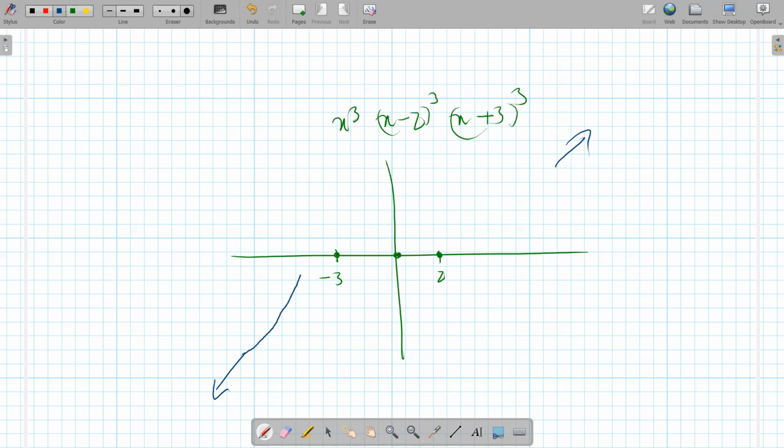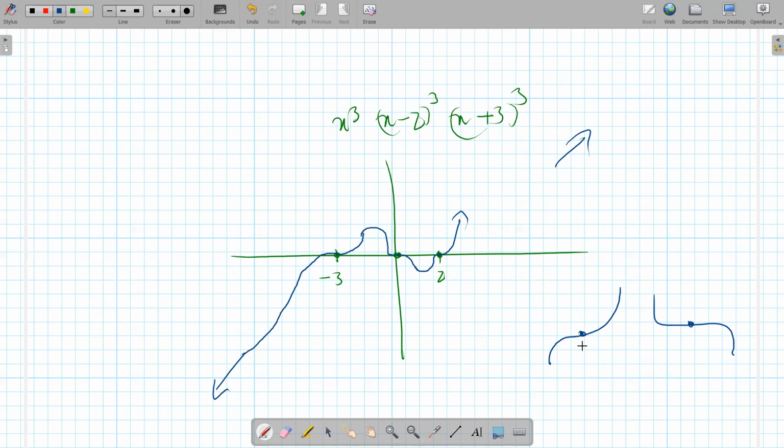So it's going to go like that, and it's going to go like this, okay? Like that. And then again, down there, it's going to go like this, and like that. Then same thing for the 2. It's going to go like that. There's not a turning point, but like this.